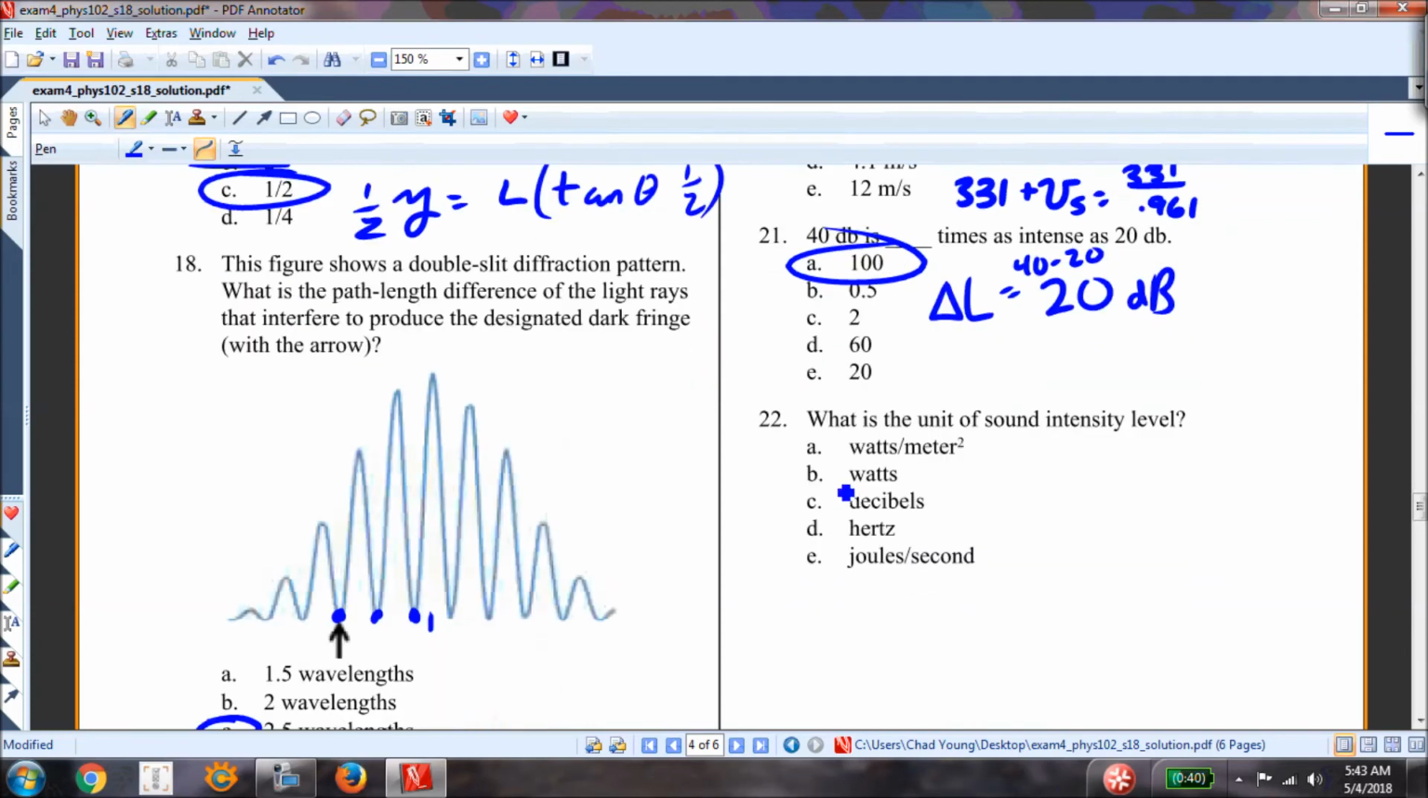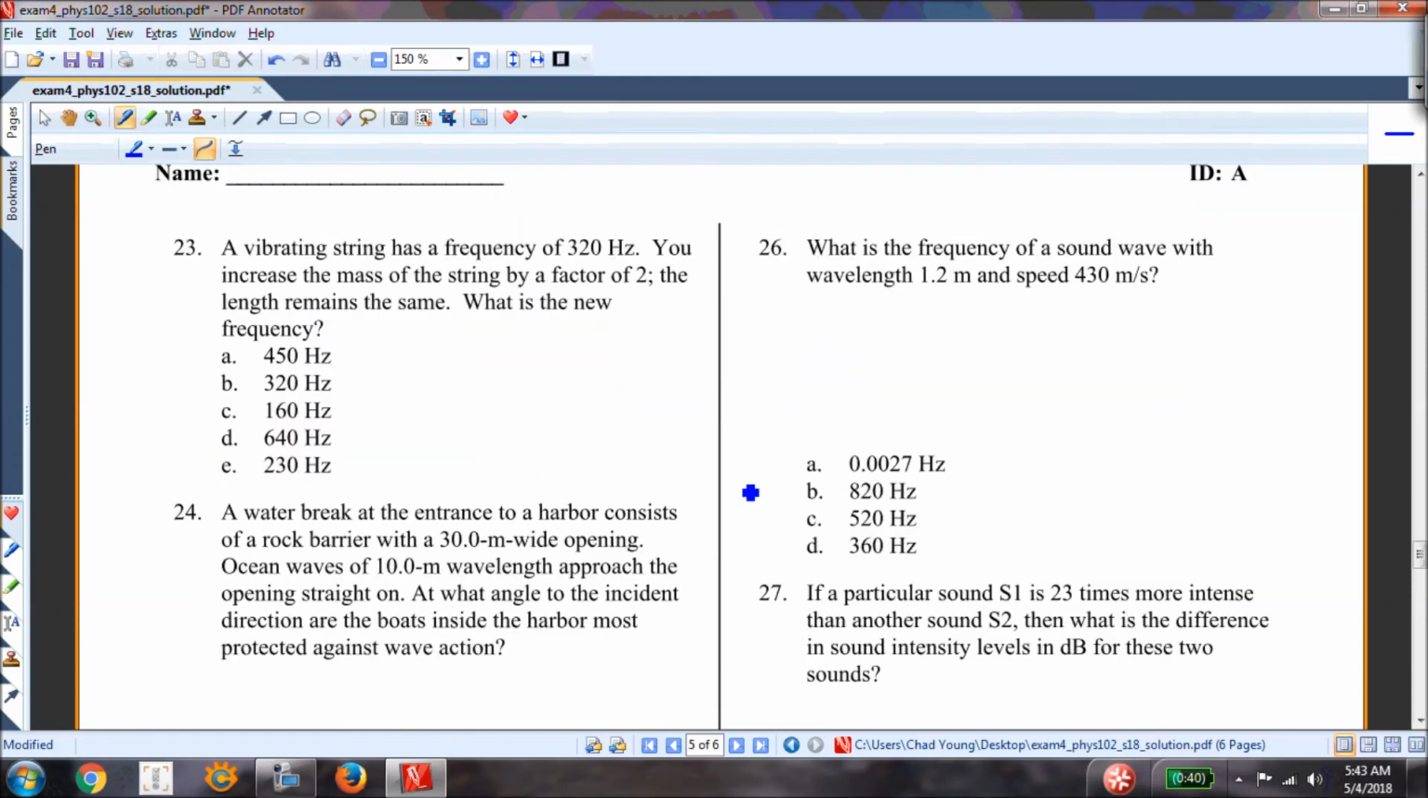What is the intensity level? Unit, decibels.